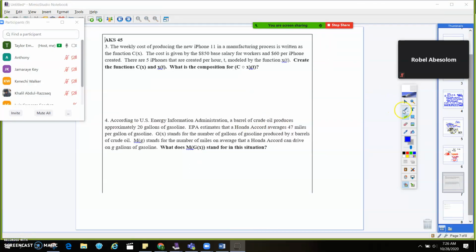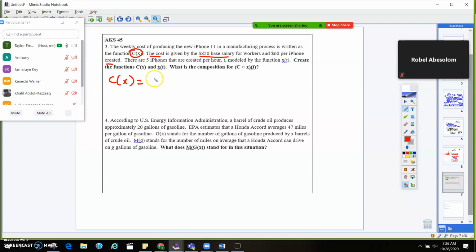Okay, so AKS 45. This is writing the composition of a function and then interpreting what the composition actually is. It says, the weekly cost of producing the new iPhone 11 in a manufacturing process is written as the function c of x. The cost is given by $850 base salary for workers and $60 per iPhone created. So we know that c of x is going to be this.